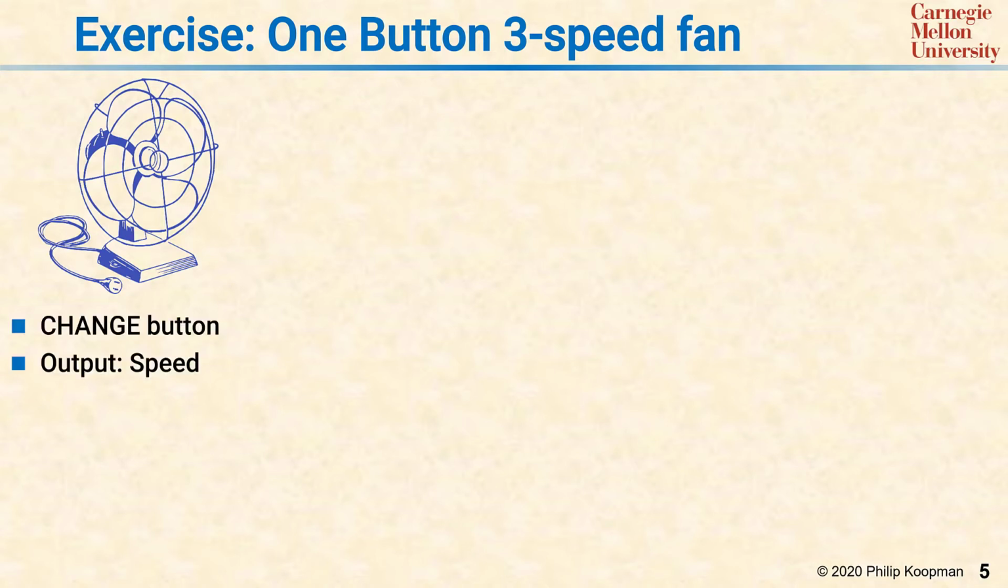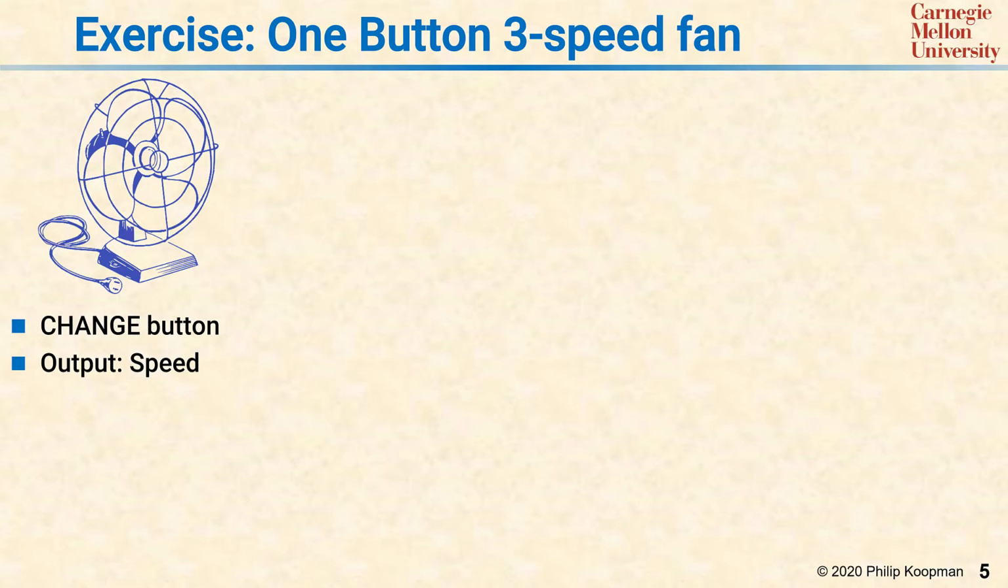We're going to do two examples, a simple one and then a slightly more complicated one. The simple one is for a single button desktop fan. It has one button, a change speed button, and the output of the finite state machine sets the speed of the fan to off, slow, medium, or fast.